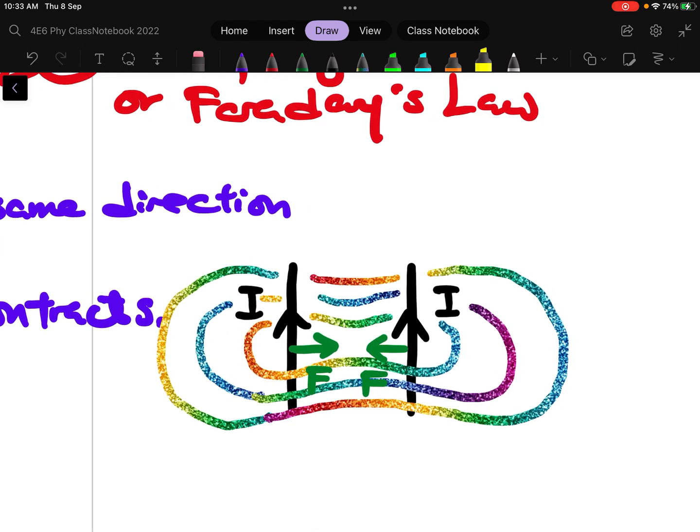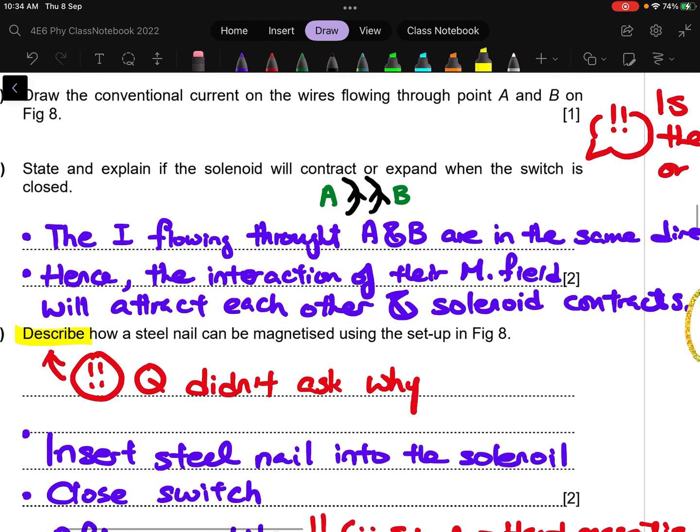Now, whenever you want to explain why a force is induced, it is important that you recall that it is due to interaction of magnetic fields. Because it is an interaction, it means that there must be more than one magnetic field, and you need to tell me that field A and field B, where are they coming from?